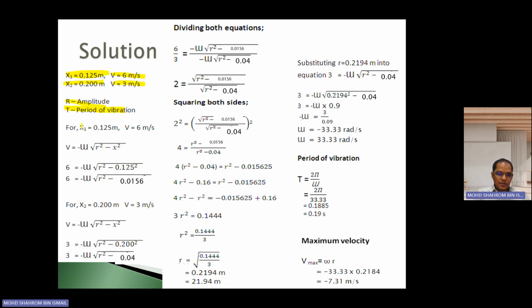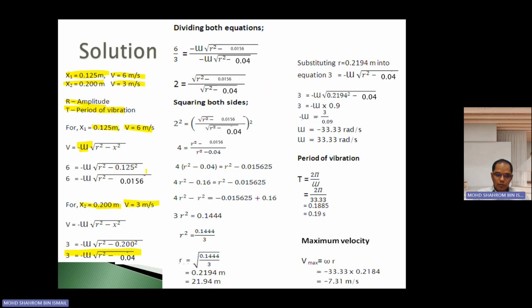For x1, the first distance, which is 0.25 meter, we just insert it into the equation in order to find the angular velocity. Of course, we don't know R for sure. Another case is 200 mm or 0.2 meter, with a velocity of 3 meter per second. So this is what you got.